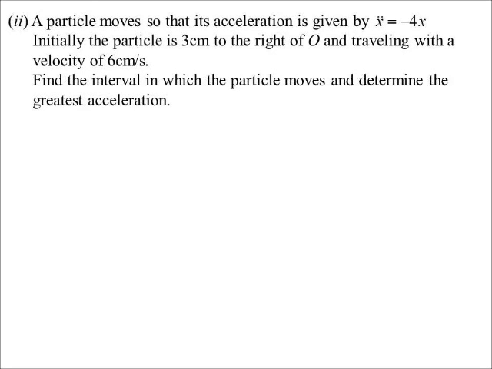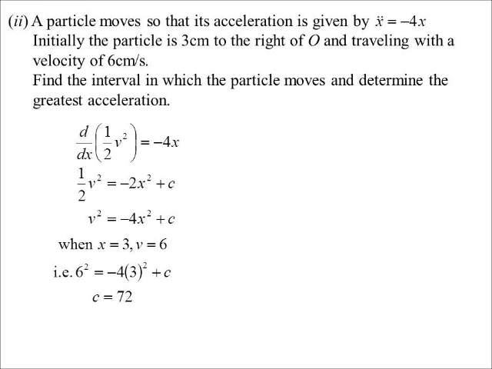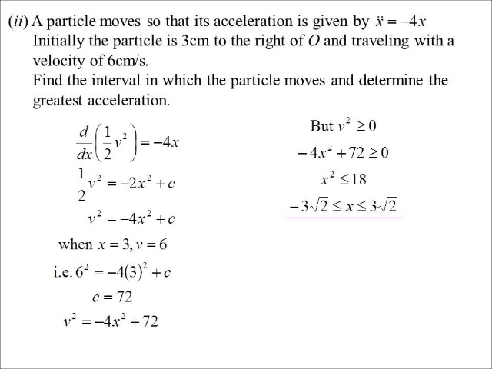Find the interval in which the particle moves. So this is going to have a little bit more working to do. Well, acceleration is minus 4x, so d/dx of a half v squared is minus 4x. Integrate, and we'll end up with our v squared formula, something that links displacement and velocity. They told us x equals 3, v equals 6, the constant is 72. I now have the expression for v squared. I can go and find the path of my particle, because v squared, of course, has to be greater than or equal to 0. So in this case, our particle is going between 3 root 2 and minus 3 root 2, travelling in between those two.